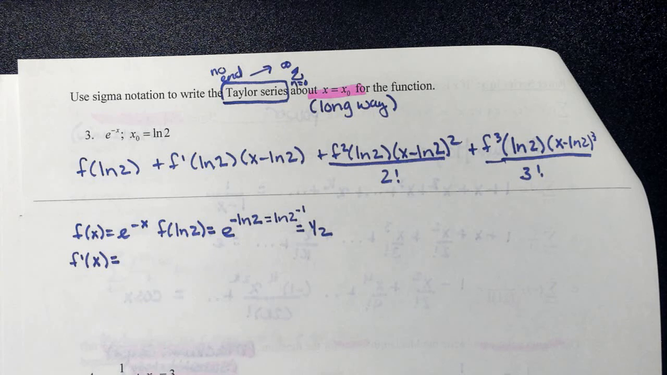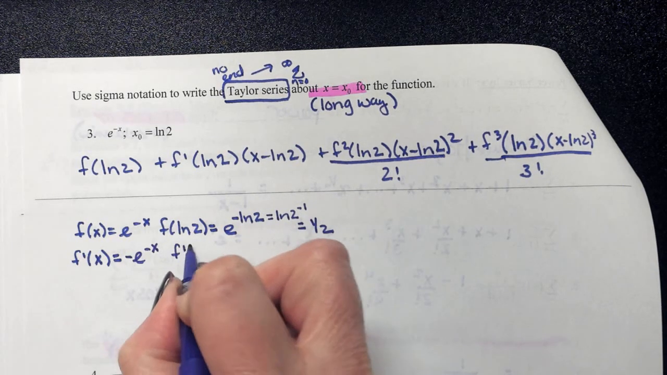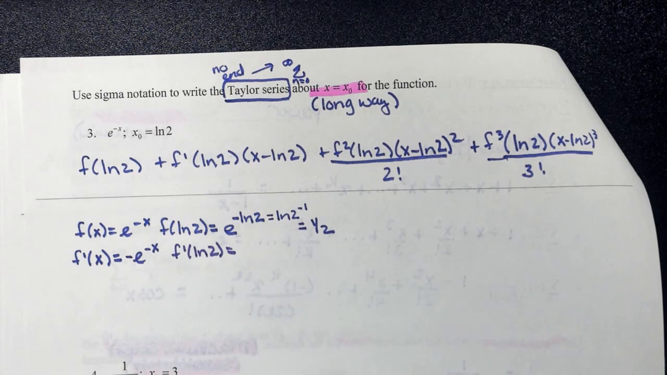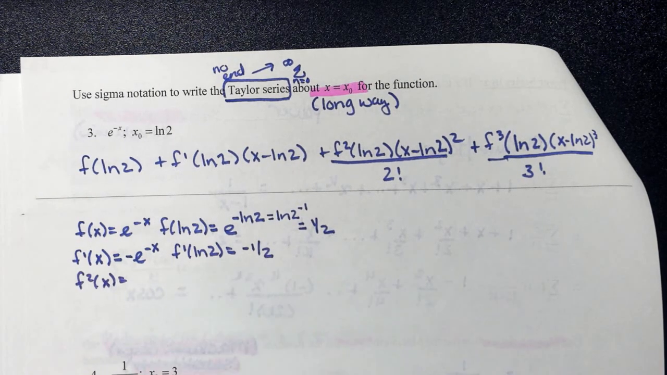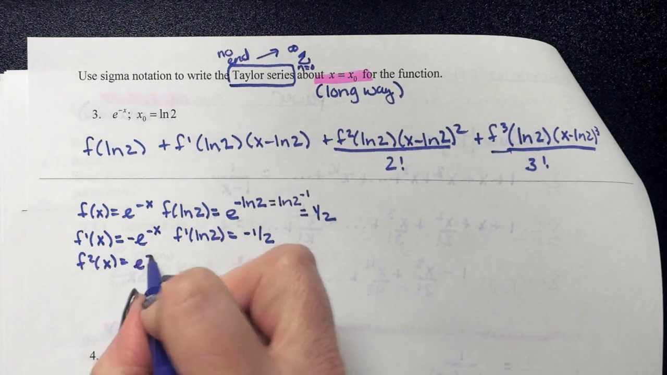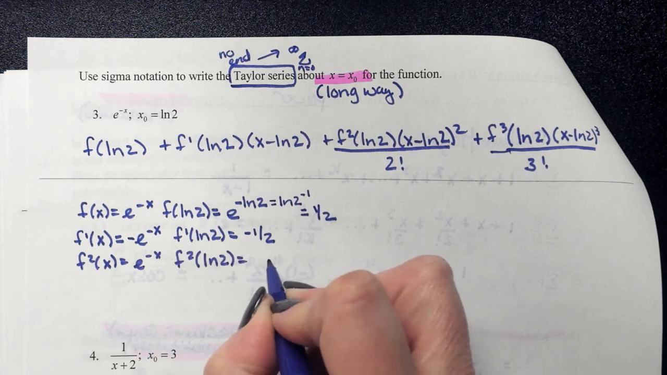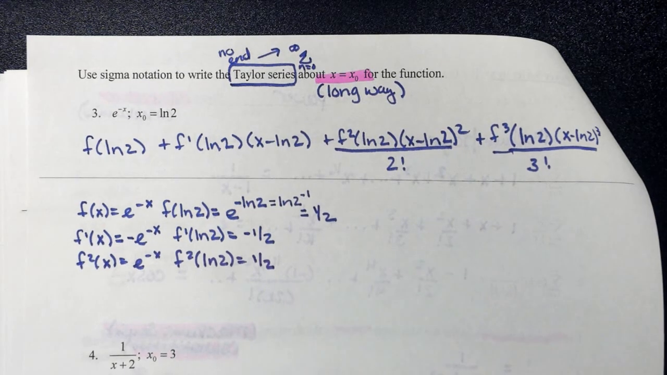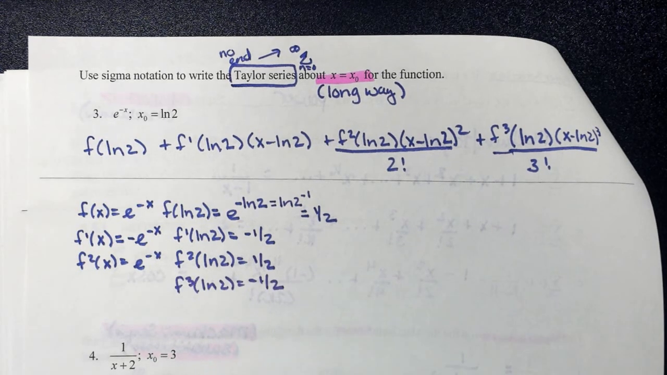So now, let's talk about f prime of x. What rule are we going to have to use to take the derivative of e to the negative x? We have to apply your what? Chain rule. So that's going to be negative e to the negative x. So then f prime of natural log of 2 is going to be what? Negative 1/2. The second derivative, what's the derivative of negative e to the negative x? That's just going to be what? E to the negative x. So then f double prime, or the second derivative of natural log of 2, is going to be equal to 1/2. And then you can see the pattern that's developing, the third derivative of natural log of 2 is going to be negative 1/2.